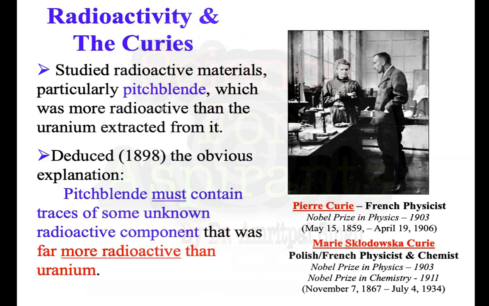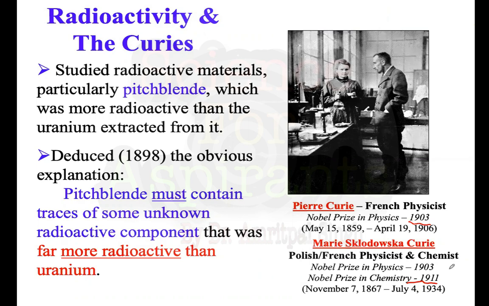So these were the Nobel laureates. Marie Curie was the first Nobel laureate to win two Nobel Prizes, in physics in 1903 and in chemistry in 1911. She also became the first woman to be appointed to teach at the University of Sorbonne.